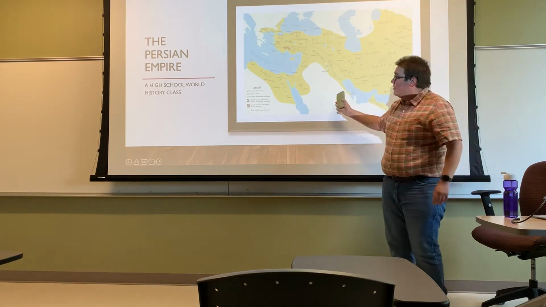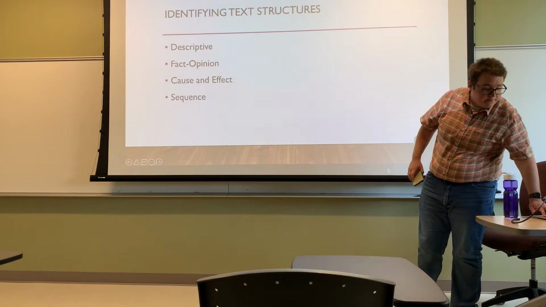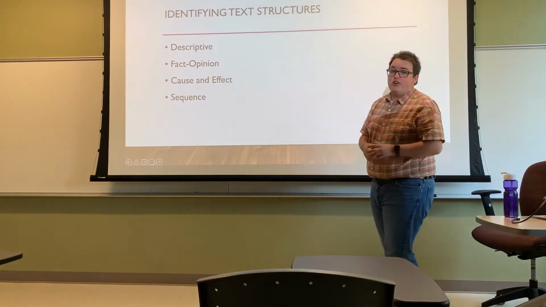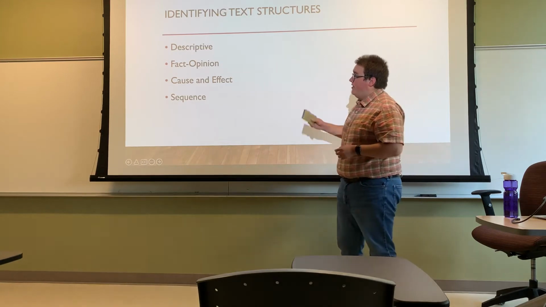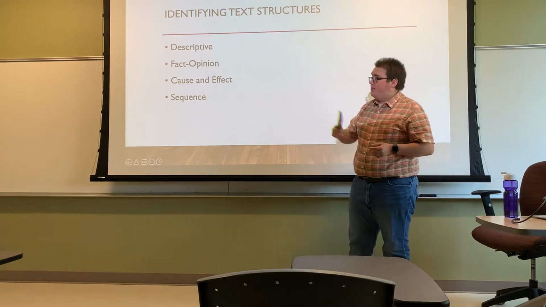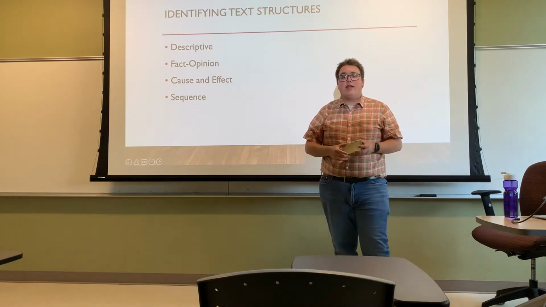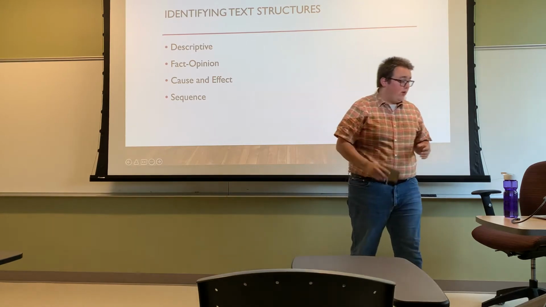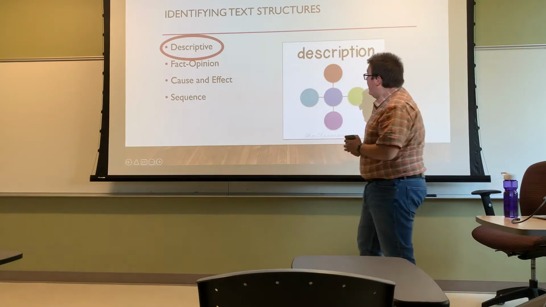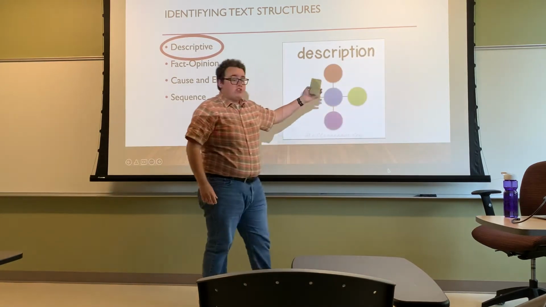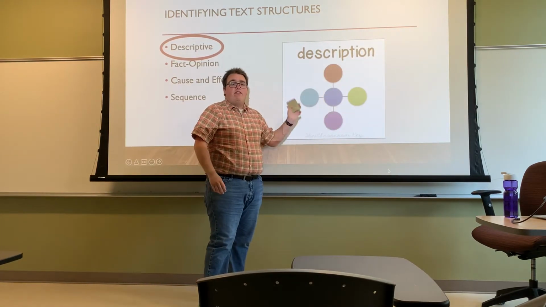So the main thing we're focusing on today is identifying text structures. And so in expository text in social studies classes, you're going to be seeing descriptive, fact and opinion, cause and effect, and sequence text structures. The main one we're focusing on today, though, is those descriptive text structures. So that gives you a description, maybe like a central topic, and some different facts about it.